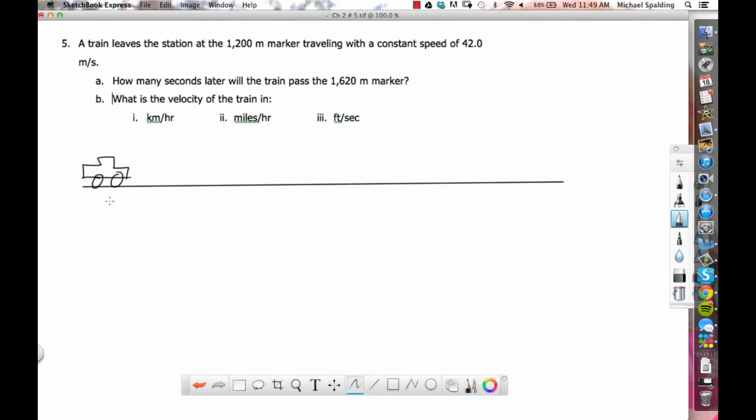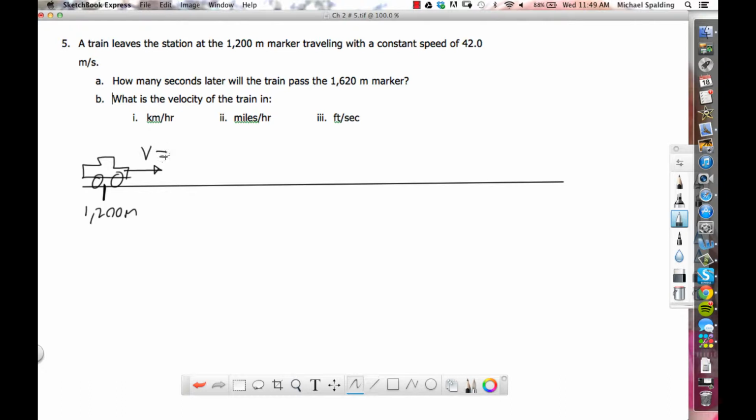leaves the station at the 1,200 meter marker. So like right here, if you look out of the car on the ground, you're going to see on the ground what? 1,200 meters. In fact, you see these on highways. You ever notice on highways they have like different markers? I think the highway patrol uses them. So right here is the 1,200 meter marker, traveling with a constant speed of 42 meter per second.